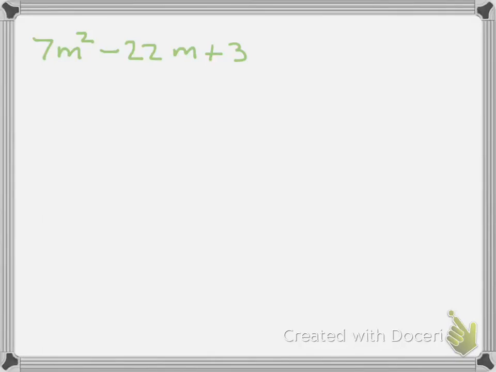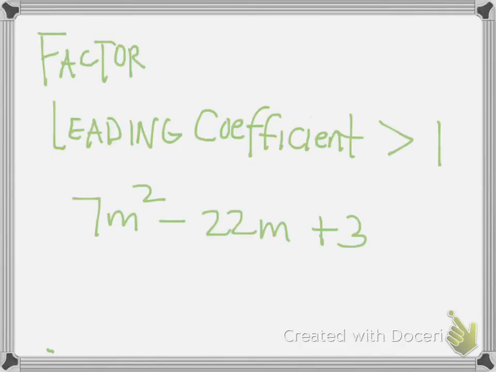All right, this video is called Factor Leading Coefficient Greater Than 1. This is kind of the hardest kind of factoring. But you look at a problem like this and you say, well, they have nothing in common, so I can't do greatest common factoring. And there's usually a 1 in front of m squared, but now there's a 7. Ooh. All right, so here's how you do it.